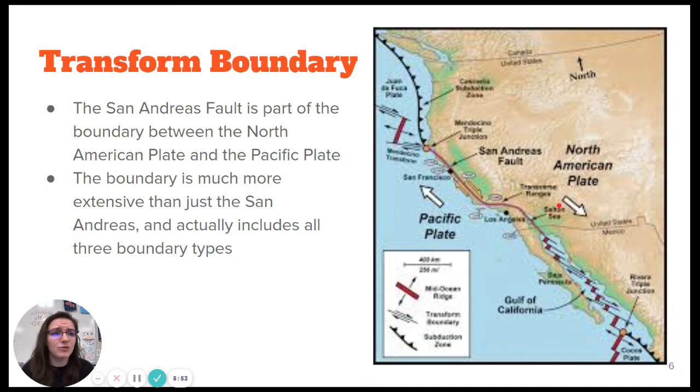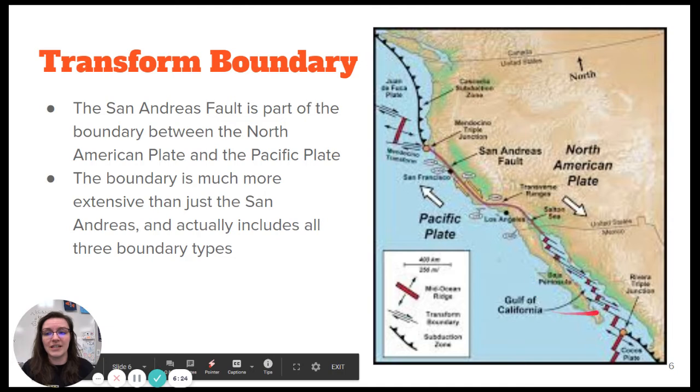But most of these boundaries are more complicated than just a single type. The boundary between North America and Pacific is more than just the San Andreas fault. It actually includes all three boundary types. So we have some transform, some sliding happening around San Andreas and along the coast of California. We also have some subduction going on. So we've got a convergent plate up north, and then we also have some diverging in the Gulf of California, which is actually getting bigger. This is a divergent boundary.